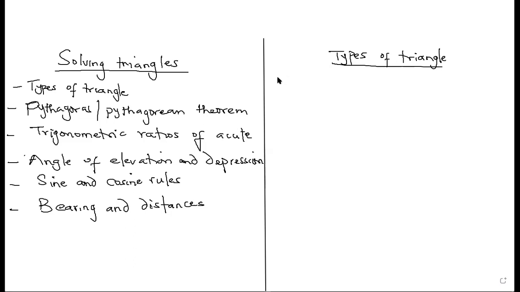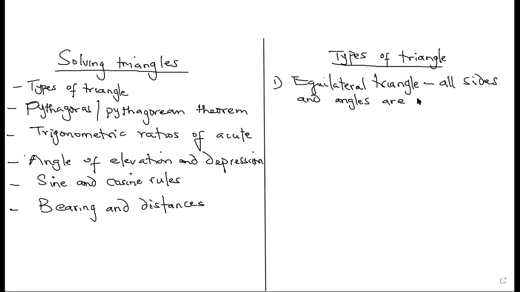So the first type I'll talk about is the equilateral triangle. For equilateral triangles, we have all sides and angles equal. So how do you identify that? We see a triangle that looks like that with all the sides the same. That's how you indicate that.